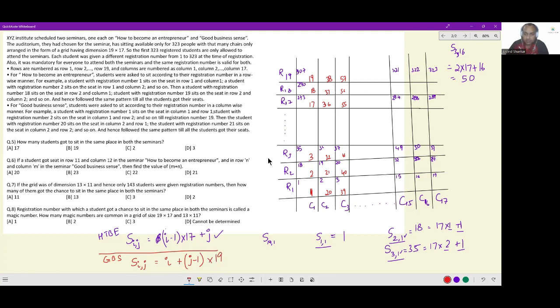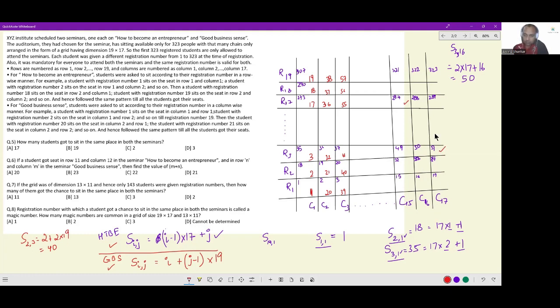Let's see if this expression works for row 2, column 3. For seat 2 comma 3, what do we get? 2 plus 2 into 19, or we get 40, which is indeed the registration number of the person sitting here. So this expression is also valid. Both these expressions work, which will enable us to get the seat numbers of all the individuals. Let's say I will do it for two places. I will do it for this place.